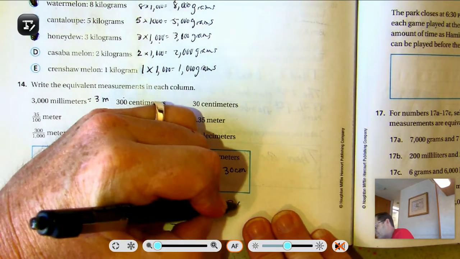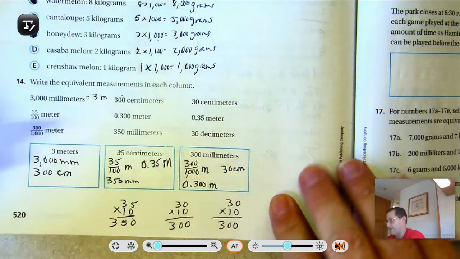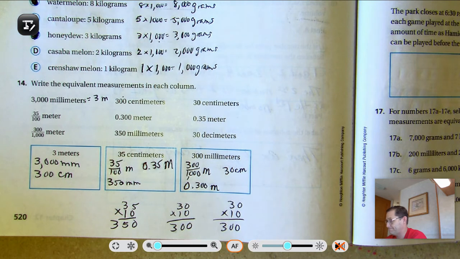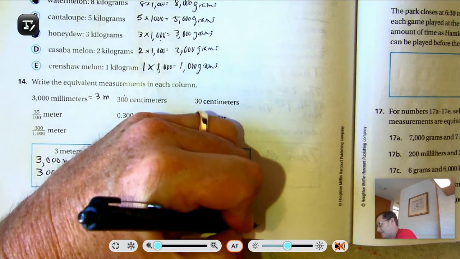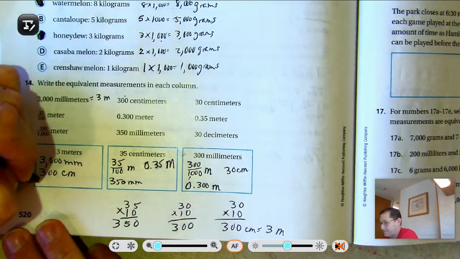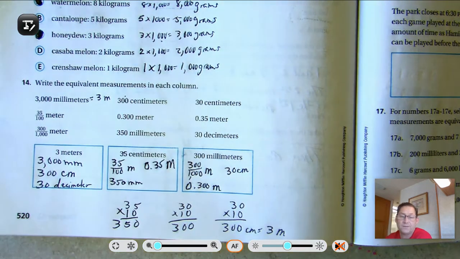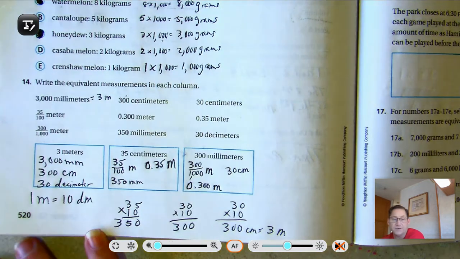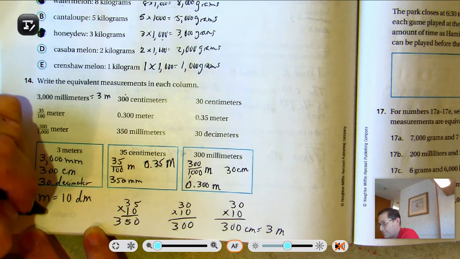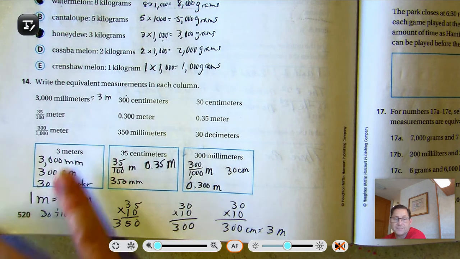And 30 decimeters. Well, there's 10 centimeters in every decimeter. So 300 centimeters? Nope. 300 centimeters equals 3 meters. So remember, if you have 10 decimeters, you have 1 meter. 1 meter equals 10 decimeters. 30 divided by 10 equals 3. So 30 decimeters is the same as 3 meters.